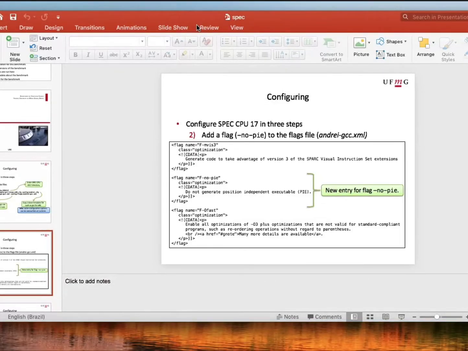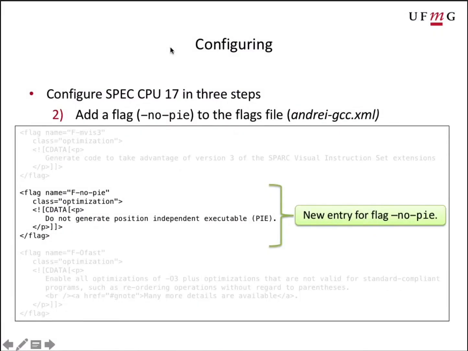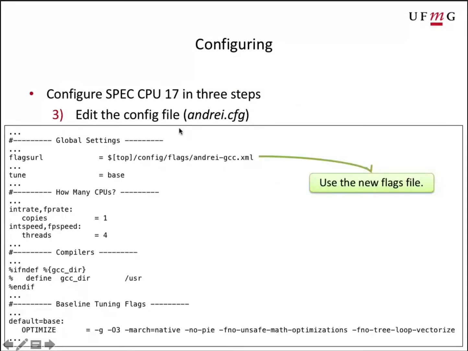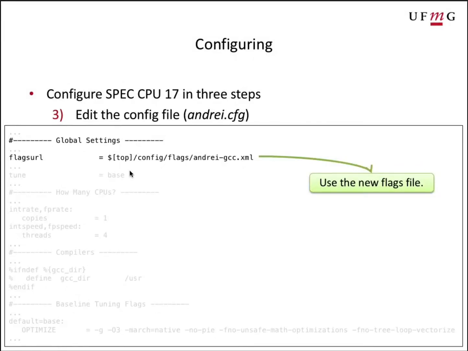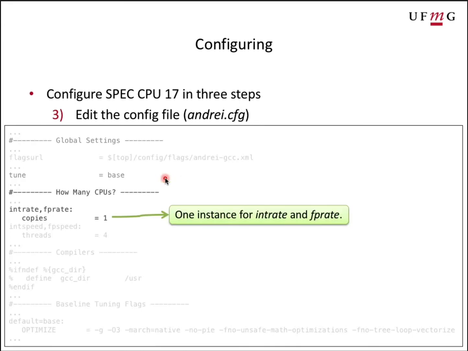Then we can proceed to the final step, that is to configure the configuration file. So we are going to edit the config file. Here the first thing is to change the flags URL to this new compiler flags file that we just created. And like I said in the beginning, we have two metrics that they call tune inside here. So it's base and peak. Let's choose base now. We're using the same compiler flags for now.